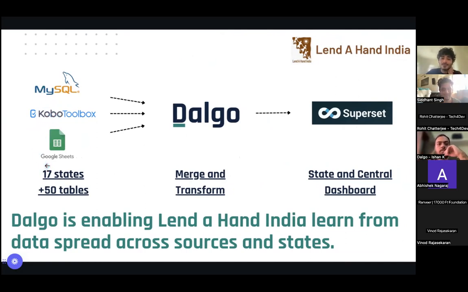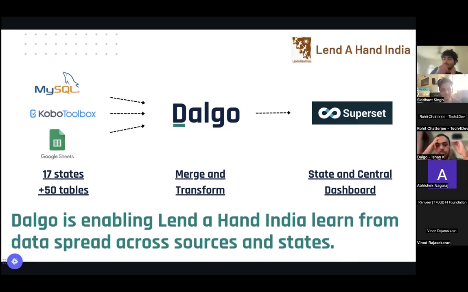And what we're trying to do for them with Dalgo is bring all of that into one place, merge and transform that data, and as a result, produce separate dashboards per state for each state to see how they're doing on vocational education, which is what Lend A Hand India focuses on. And for Lend A Hand India to also see at a central level how they're doing across states, right? And those are broadly 3 use cases.